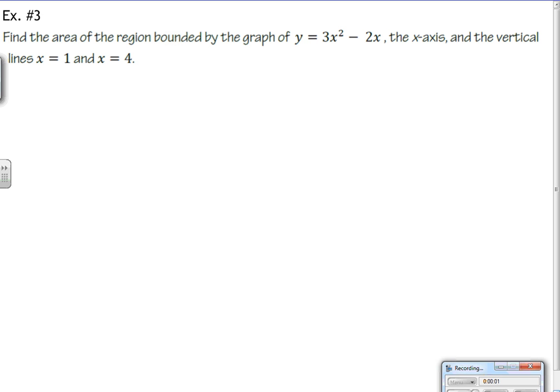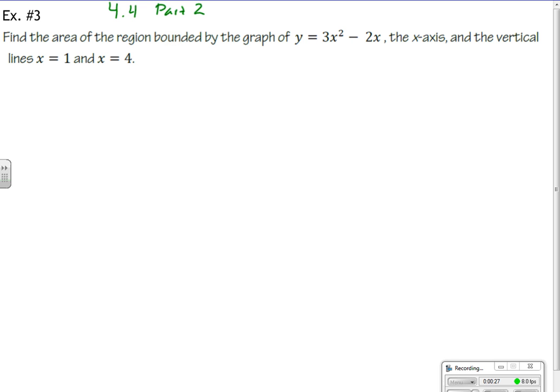Okay, here we are back with section 4.4, and this would be part 2. So we're on 4.4, part 2 of the fundamental theorem of calculus, day 1 stuff. And what we need to do on example 3 here is find the area of the region bounded by the graph 3x squared minus 2x, the x-axis and the vertical lines x = 1 and x = 4. So this is giving all our boundary stuff.